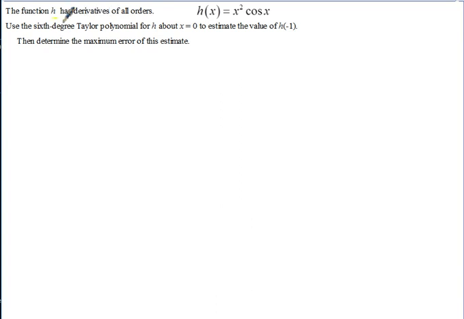Again, h has derivatives of all orders. h(x) is x squared times cosine x. So again, if you try to do this the long way, for the first derivative you'd already have to use the product rule. This could take a while to get this 6th-degree Taylor polynomial here. So thankfully, we don't have to do that if you have cosine of x memorized.